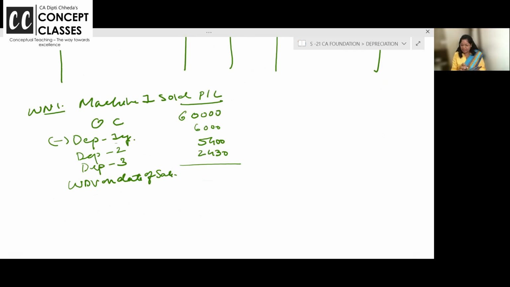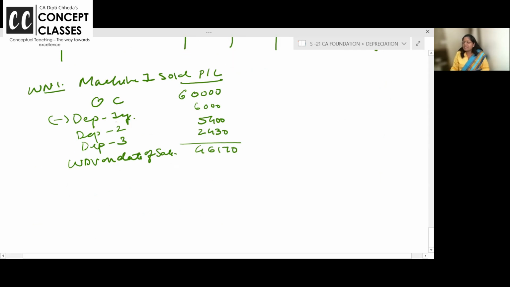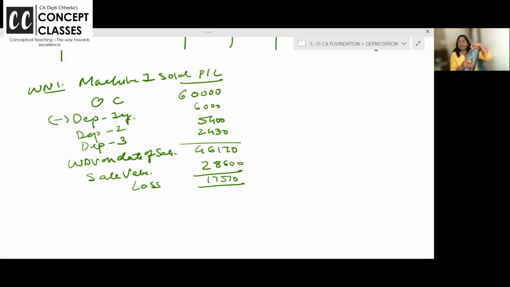60,000 minus 6,000 minus 5,400, 2,430. 46,170. This is the WDV on the date of sale. And this is sold for how much? It is given to you in the problem that this is sold for 28,600. So there is a loss. 17,570. 17,570 is a loss which you should transfer to costing P&L.